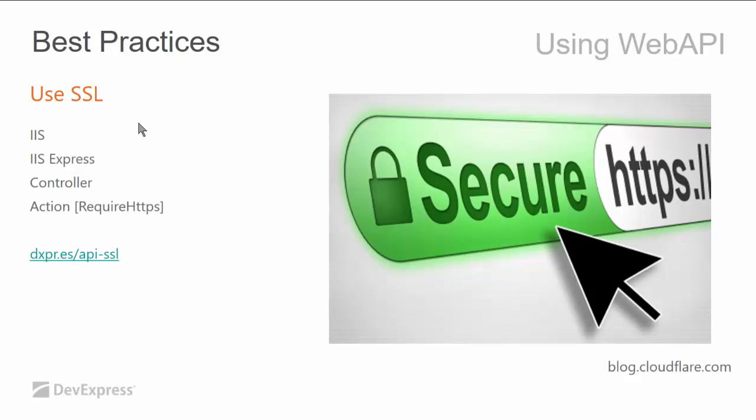The first and foremost, if you make a Web API, I don't care if it's internal or external, use SSL. We didn't do it today just for the sake of time. It's actually pretty easy, and you can do it in a number of different ways. The first is you can add it at the host level at IIS, but I recommend you go further than that. You can actually do it on your controller and even specifically on an action by saying require HTTPS.